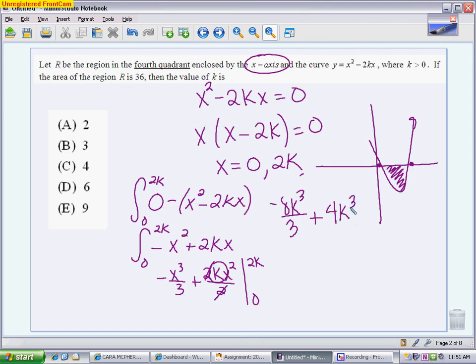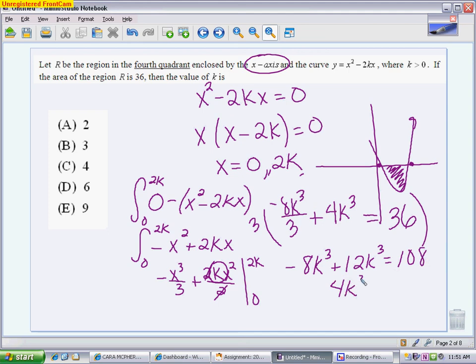When I put 0 in, I'm going to get 0, so I'm not going to worry about that. And they tell us the answer is 36. So we get negative 8k cubed over 3 plus 4k cubed equals 36. One thing you could do is multiply everything by 3 to get rid of fractions. So you'd have negative 8k cubed plus 12k cubed equals 108. So we get 4k cubed equals 108. Divide by 4. We get k cubed equals 27, and that means k is 3.